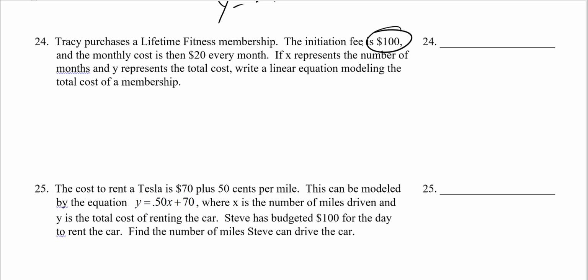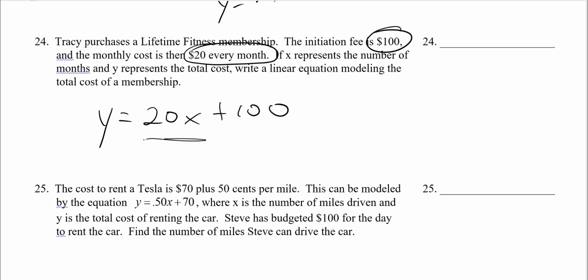So here's the deal, guys. This is your fixed cost at 100. That's $20 every month, so x is the number of months. So this is my equation: y is equal to $20 for every month plus the $100 initiation fee. That's the answer to this problem. Not a really difficult problem. Just need to know that's your variable cost, how much it's going to cost per month, per minute, per hour, per ride. And that is what it costs just to join, one fixed price. Okay?